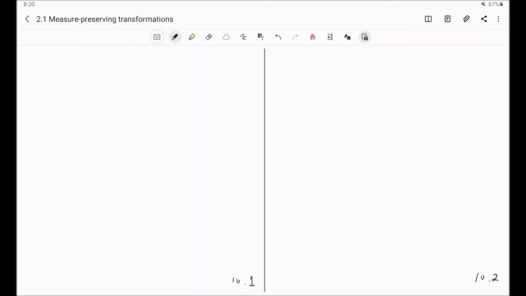Finally, we'll end this section with a very interesting example. So consider the map T from R to R, defined as follows. T of x is 0 if x is 0, and if x is non-zero, it is 1/2 of x minus 1 over x.